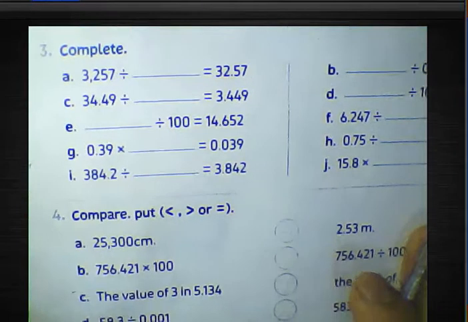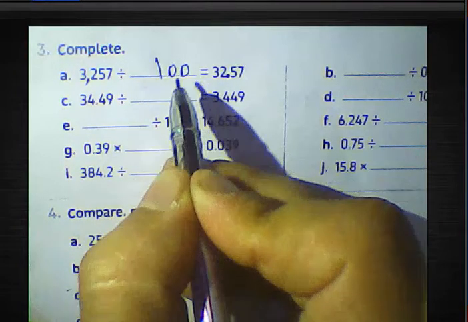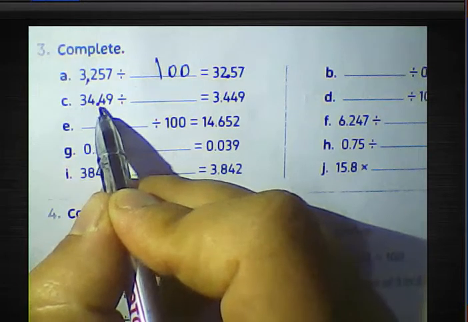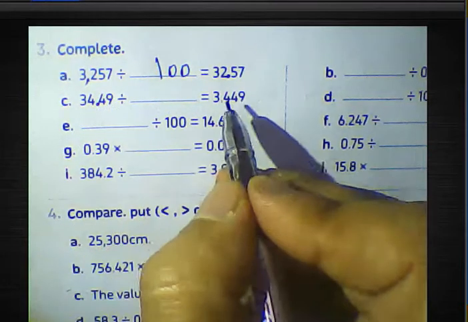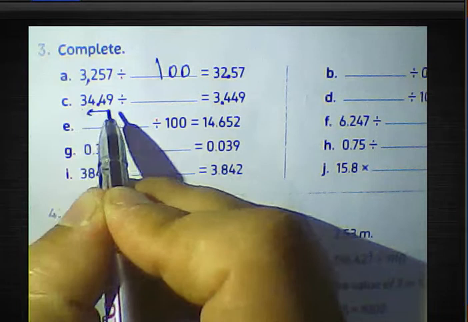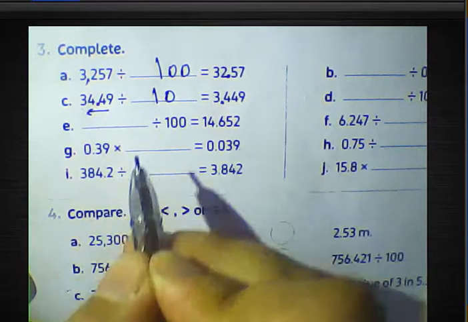Question number 3, complete. 3257 divided by what equals 32.57? We know the point is right here after 2 digits, so we must divide it by 100. And 34.49 divided by blank equals 3.449. Look, the point moved to left hand side by 1 digit, so we must divide it by 10.